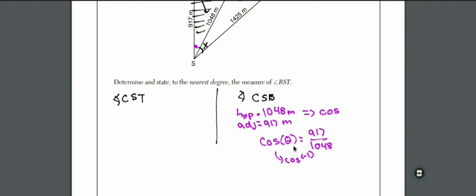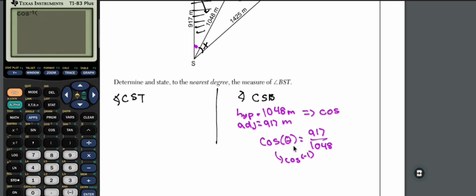So I'm going to show you how to get to that on your calculator. In your calculator, you see where it says cosine. On top of it, it says cosine to the -1. So you're going to hit second cosine. So cosine inverse of 917 divided by 1,048. You're going to get a value of your angle equal to 28.95502. Okay? This is in degrees, which is what we need.